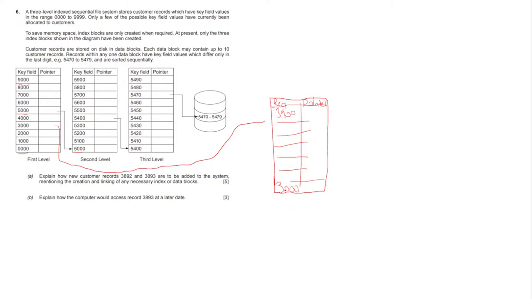I'd obviously complete this, wouldn't I? So we create a second level index block with the entries from 3000 to 3900, and we link the pointer from 3000 in the first level index to the start of this block. So that should actually be pointing down there. Okay? Then we create a third level block with the entries from 3800 to 3890. So same, 3800 to 3890. And then this next one, what was our number? 38, so we'd have 38 like that, pointing there. And then this would point to 3892.